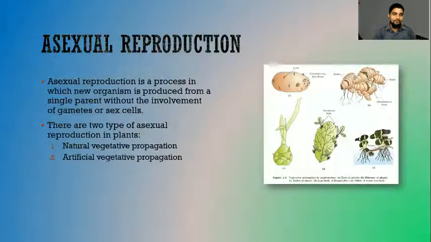So there are two types of asexual reproduction in plants. We have natural vegetative propagation and we have artificial vegetative propagation. And as these terms suggest, natural vegetative propagation occurs naturally without the help of human beings, whereas artificial vegetative propagation is done through the intervention or assistance of human beings.